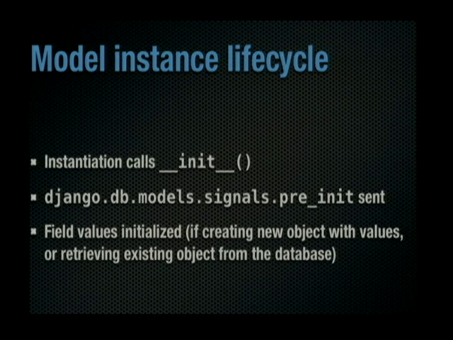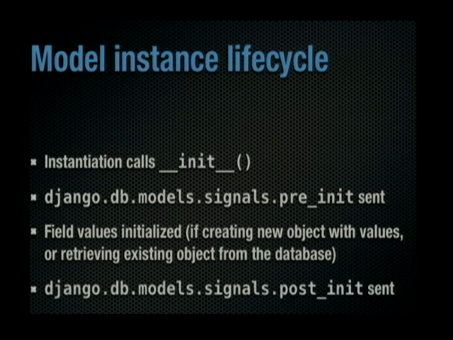Field values get initialized if we have them. If we're creating a new object with values, we use the values you passed. If we're creating an object from the database, we use the values from the database. Otherwise, it's just blank and we assume we're creating a new object. Then we send the post-init signal. By this point, if the model instance has data in it, it will be in there and you can listen for it.